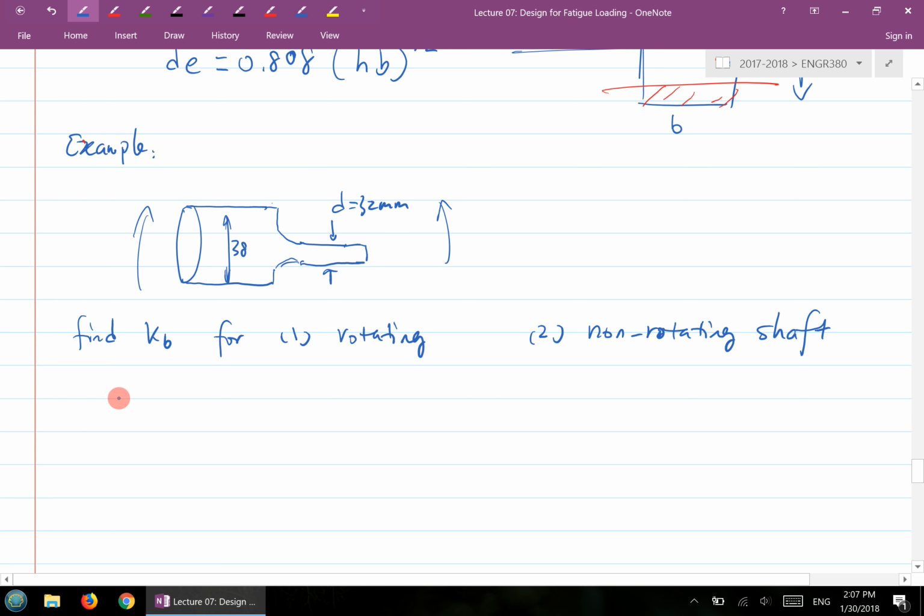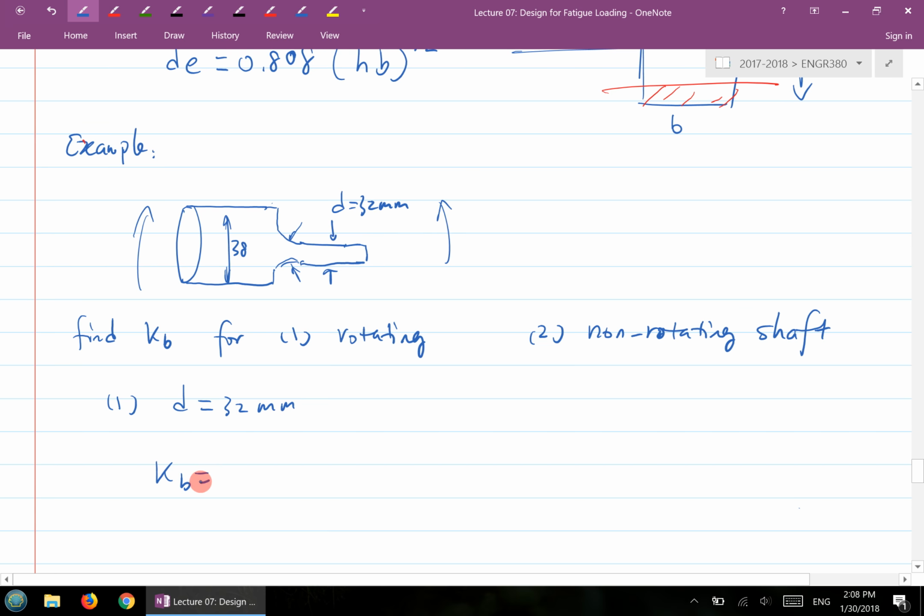The first one here is a simple application for the Kb. We're talking about location. For this particular case, you have to be careful which location we're talking about. The bigger side is 38 and the smaller side is 32. When you have a shaft in this kind of situation, you always use the smaller cross section, and that's where the critical location is going to be. So we'll use D equal to 32 millimeter for the calculation.